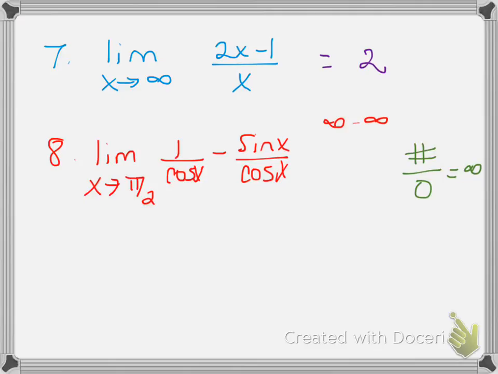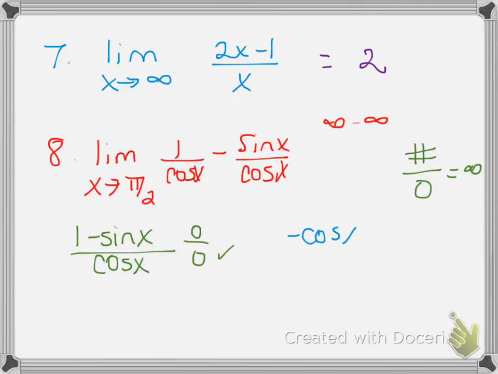So, this isn't in the correct form yet, but on this particular problem, I could combine, get a common denominator. And now if I plug in pi over 2 on the bottom, I get 0. Sine of pi over 2 is 1, 1 minus 1 is 0, so now I have 0 over 0. Check. I can now use L'Hopital's rule. The derivative of 1 minus sine x is negative cosine x. Derivative of cosine is negative sine. And plug in pi over 2, you get 0 over negative 1, so you get 0. So sometimes you might have to get a common denominator before you can solve it.